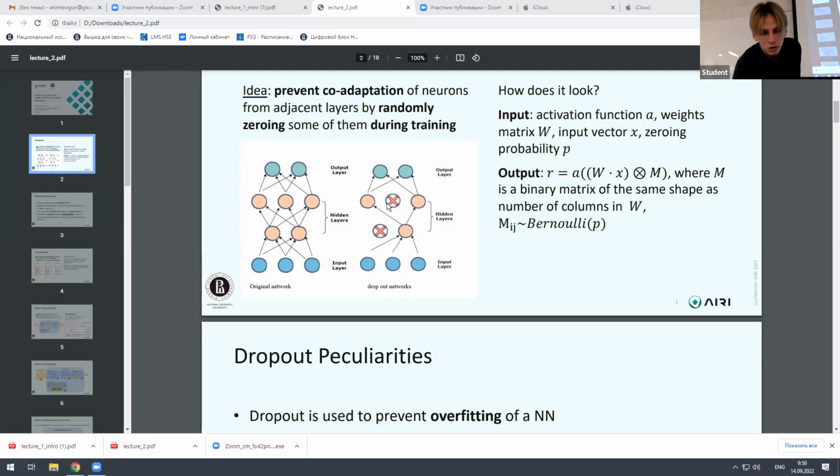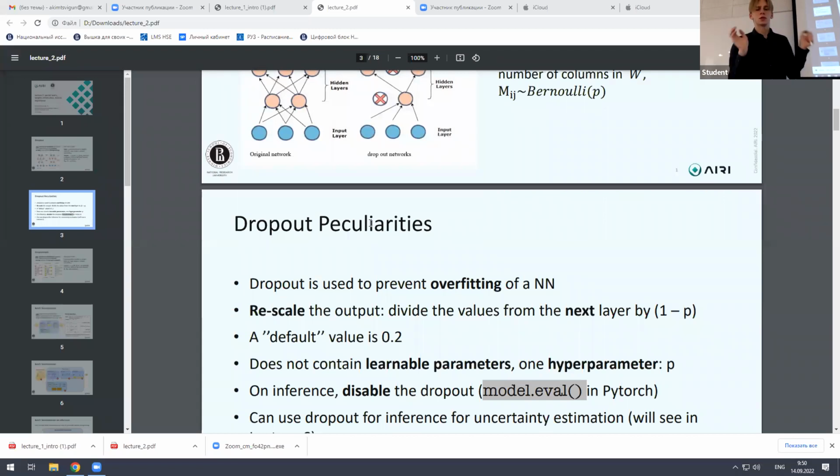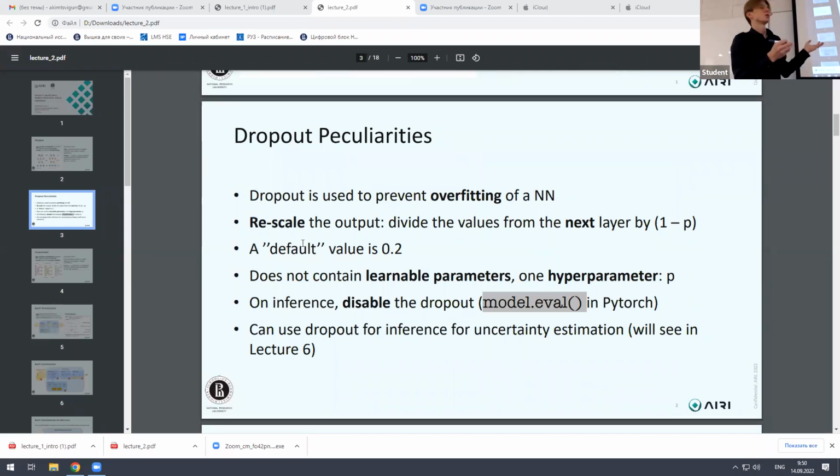The next peculiarity of the dropout, okay, some default values. If you don't know which value to start with, use 0.2. Usually this one is used, but of course it depends on the task. Sometimes it will be 0.5, sometimes 0.1. Values larger than 0.5 are very rarely used, again because it will zero too much information from this layer. It does not contain learnable parameters since it only performs the operation of zeroing the neurons, and it only has one hyperparameter, that's P, the probability of zeroing neurons from the current layer.